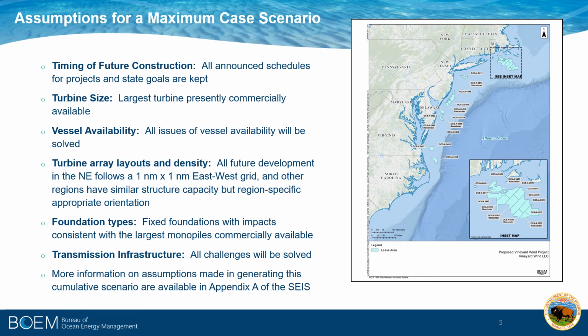The scenario assumes that all transmission infrastructure challenges regarding onshore interconnection points and offshore cabling will be solved. Any delays or limitations to transmission infrastructure would either delay build-out or reduce the amount of development considered in this scenario. Most information about these and other assumptions that went into creating the cumulative impact scenario for offshore wind can be found in Section 1.2 and Appendix A of the Supplemental EIS.